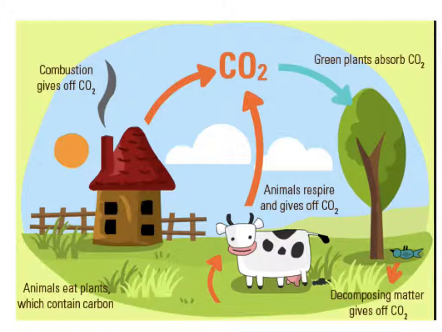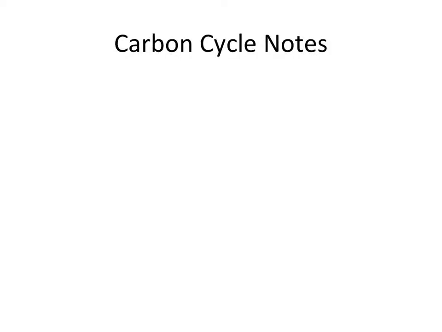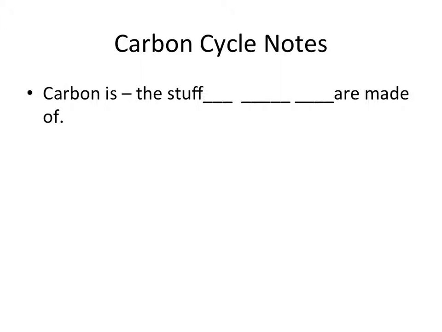All right. So we're going to talk about the carbon cycle. It's going to follow a little bit like the nitrogen cycle, but it's a little bit shorter. On this page, you're going to write carbon cycle notes. This is on the next page after drawing the nitrogen cycle. You probably will have space if we draw a picture down at the bottom. Make sure you follow suit as far as bulleting. Carbon is the stuff blank blank are made of.